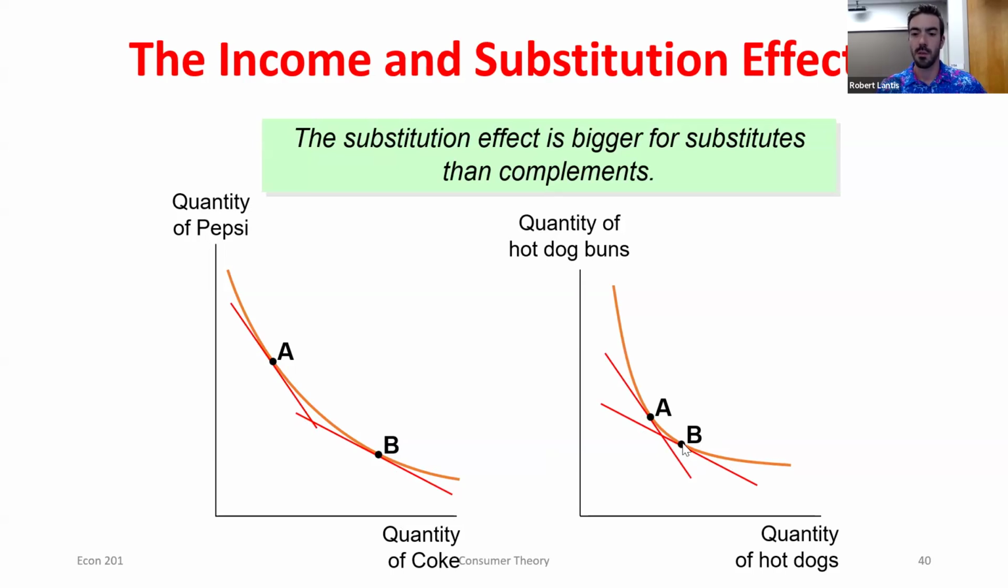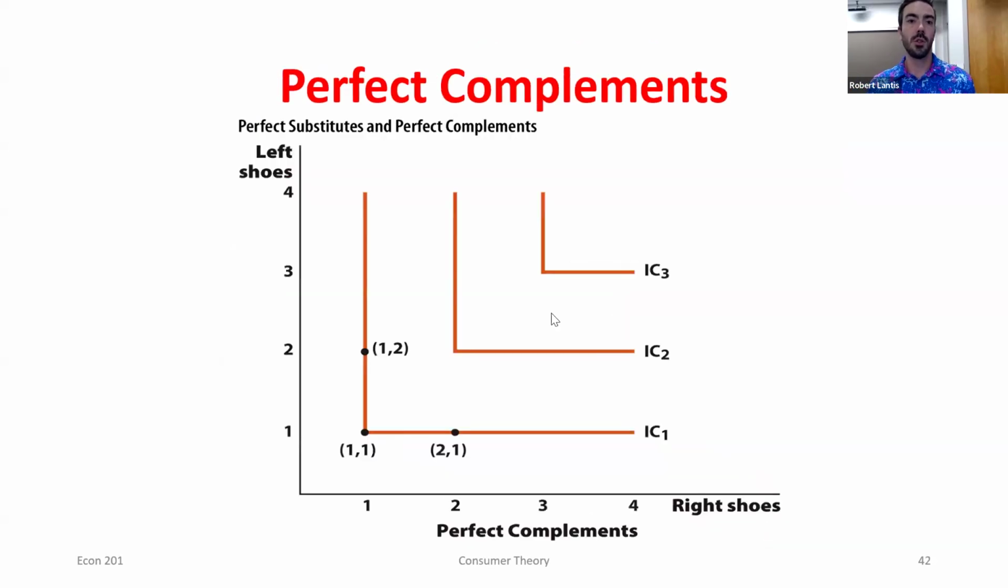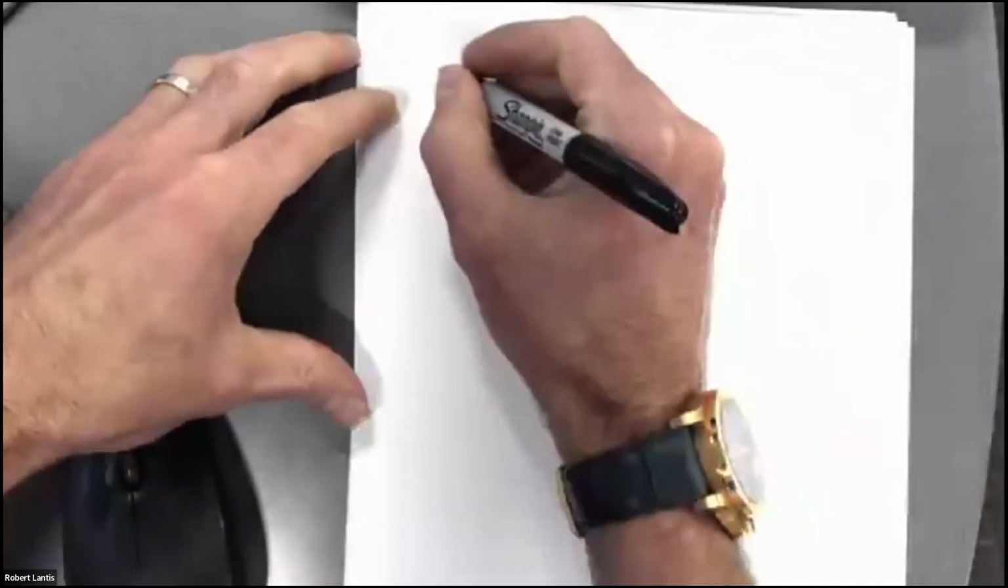I don't know, people eat them with mac and cheese or something like that for kids. But, right, that size, that substitution effect on the same indifference curve, different relative prices, wouldn't be as large, okay? So we've got some extremes, and I've got some examples up here, but I'll show you why those represent perfect substitutes or perfect complements.